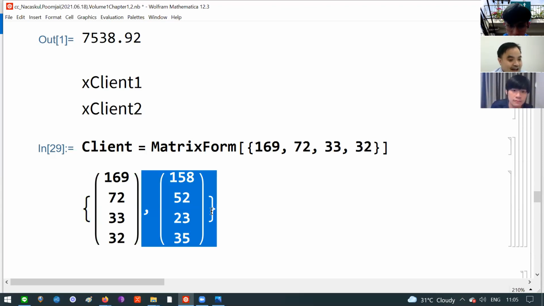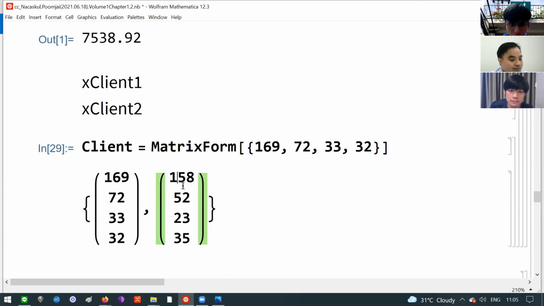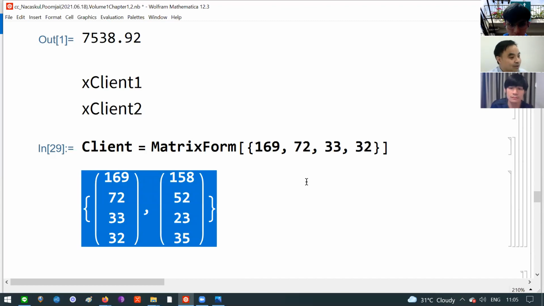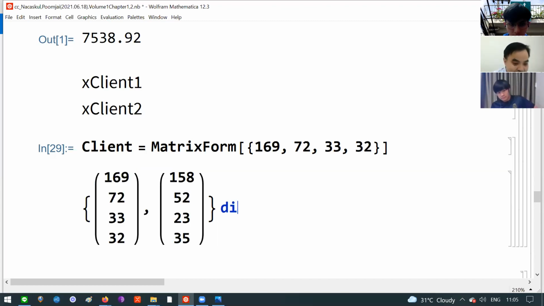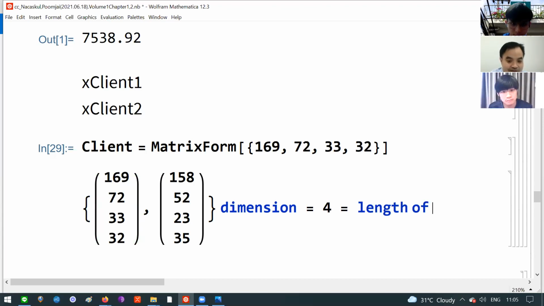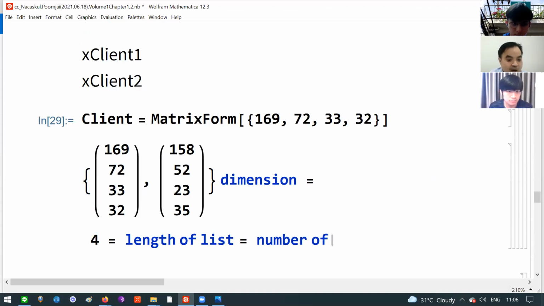Okay. Now, can I put in a person with 5 attributes? No, it wouldn't work in this set, right? Because you have to define that here we have dimension is equal to 4, which is equal to the length of the list, which is equal to the number of attributes. So how much detail you have on your clients is about how many attributes.